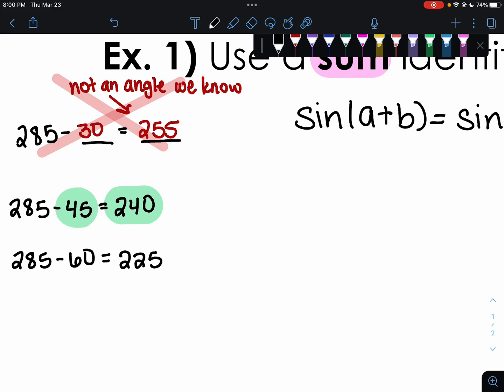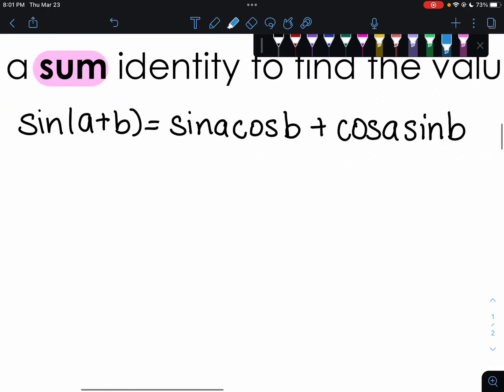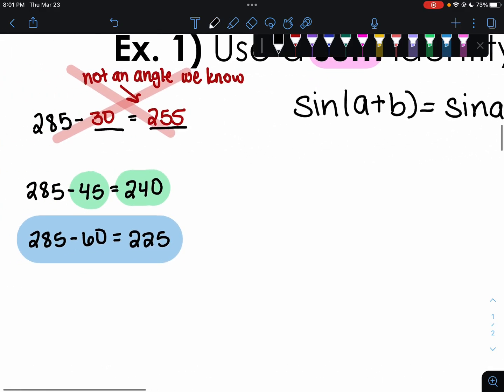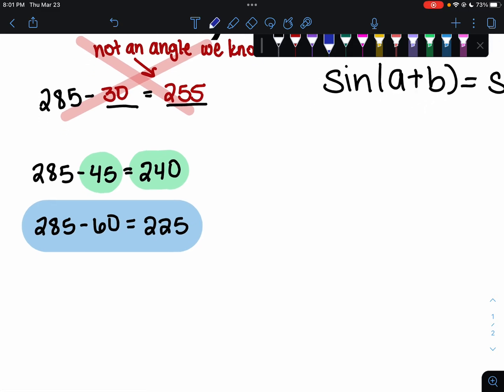So what you need to decide is which one do you know better? Do you know 240 or do you know 225? Either way we go, it does not matter. You will get the same exact answer. So for the purpose of the video, I will use this last one, but again, you will get the same results with the 45 if you decide to use it.